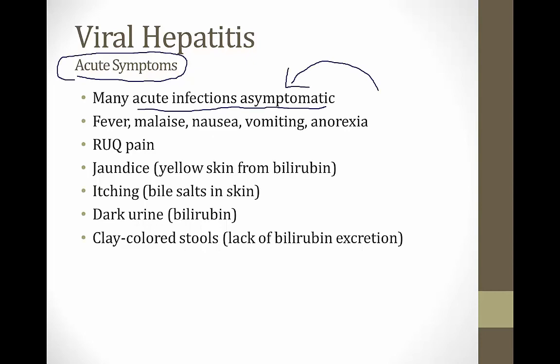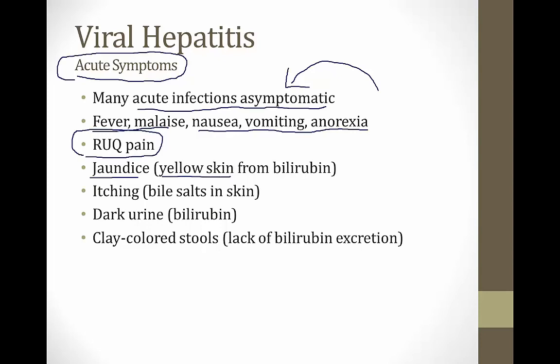When people do have symptoms from an acute viral hepatitis, these are usually symptoms of inflammation like fever and malaise. There are also GI symptoms like nausea and vomiting and decreased appetite, which is anorexia. Patients with acute viral hepatitis will have right upper quadrant pain. This is because that's where the liver is located and it's inflamed. They often get jaundice. Jaundice occurs when there are high bilirubin levels in the blood. It's a yellowing of the skin from bilirubin.